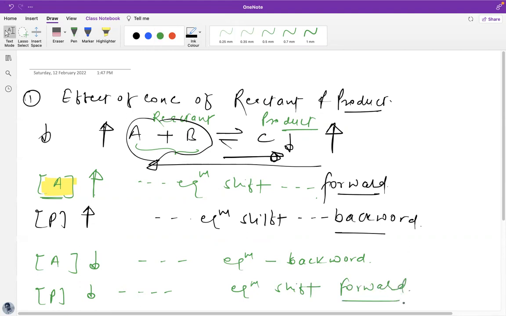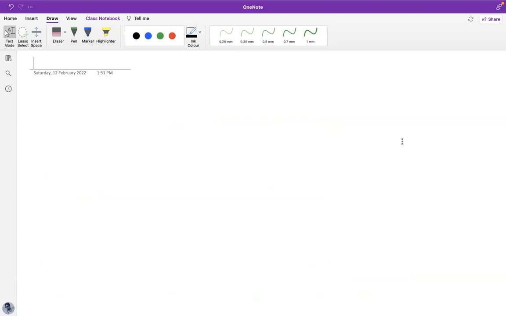Any doubt? Please tell me. My request to everyone: any doubt about this? Okay, no doubt, I think. So this is the change in concentration of reactant as well as product. I have a question for you.